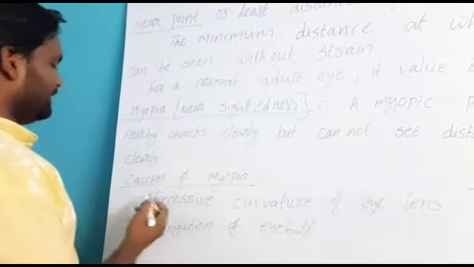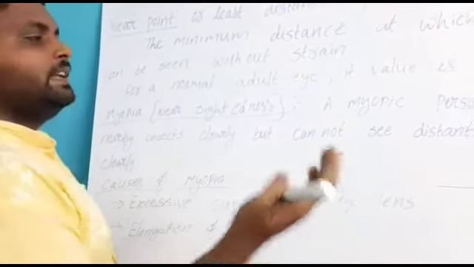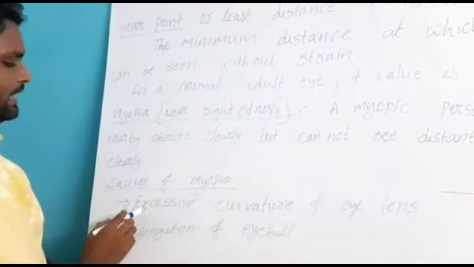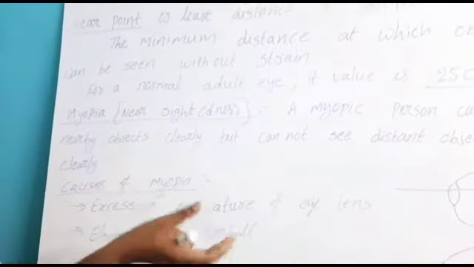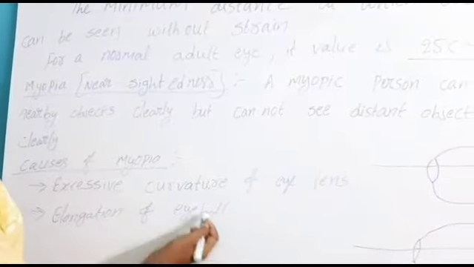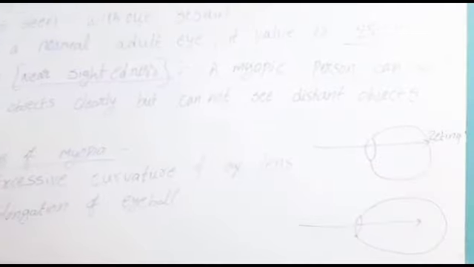What is the reason here? Causes of myopia. Why can that person see only very close objects? Why can't he see very far objects? The reasons are excessive curvature of the eye lens, which means the eye lens becomes very thick, and elongation of the eyeball. Because of these two reasons, the person suffers with myopia.